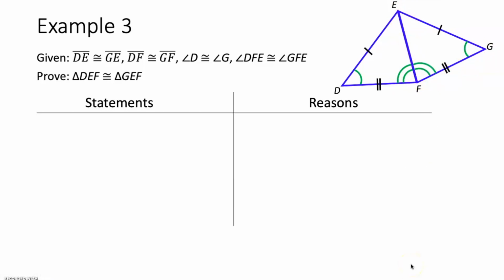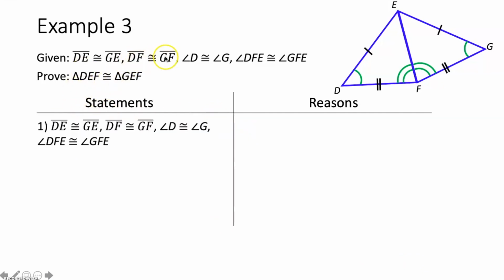Step 2 in a geometric proof is to state the given. It's going to be your first step. So the given is segment DE is congruent to segment GE, segment DF is congruent to segment GF, angle D is congruent to angle G, angle DFE is congruent to angle GFE. And again, the reason for that, it's given. Next, we need to come up with a game plan. How are we going to show that these two triangles, triangle DEF and triangle GEF, are congruent to each other?